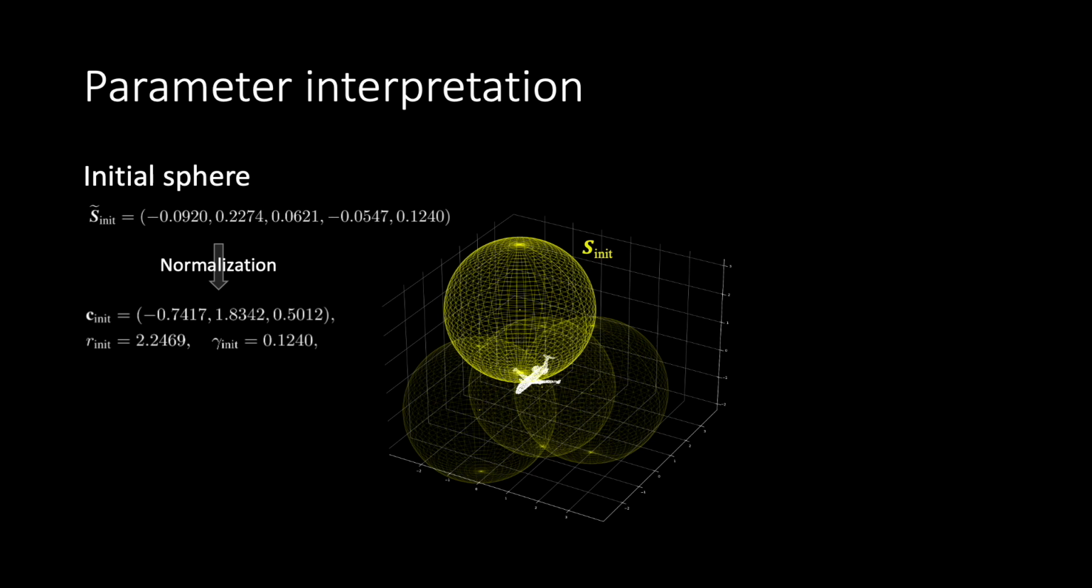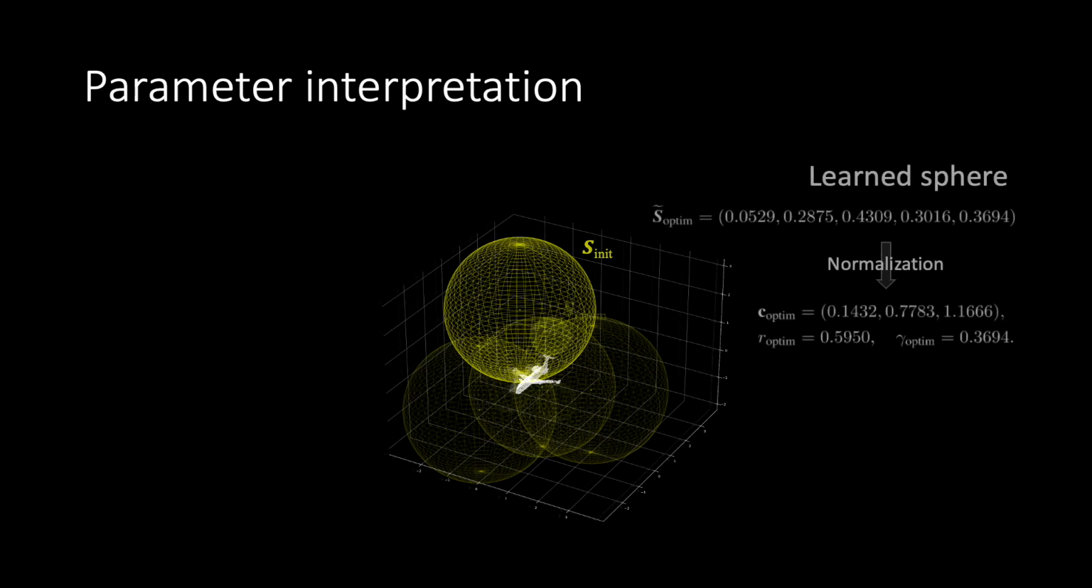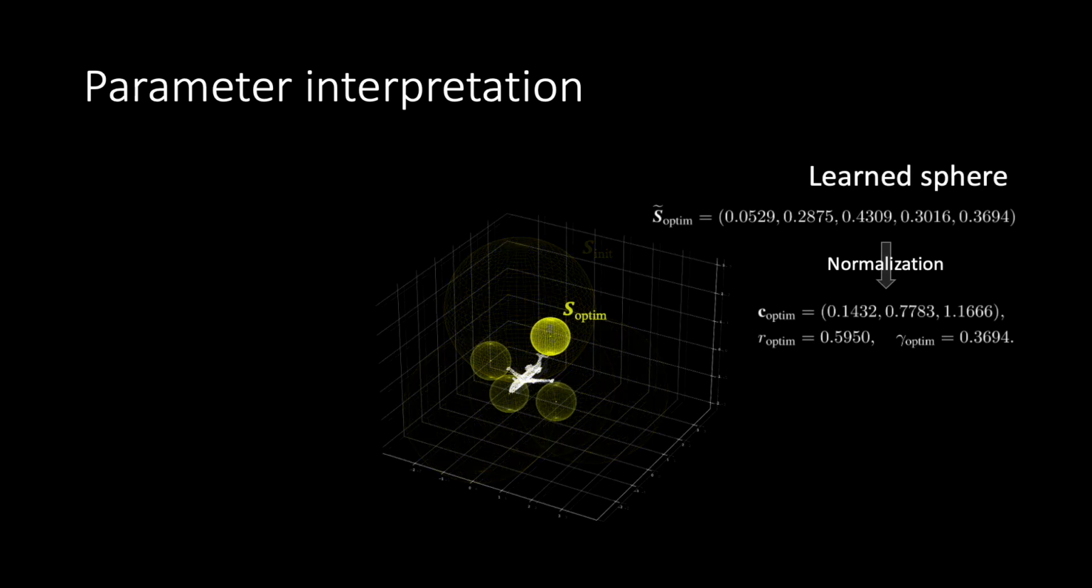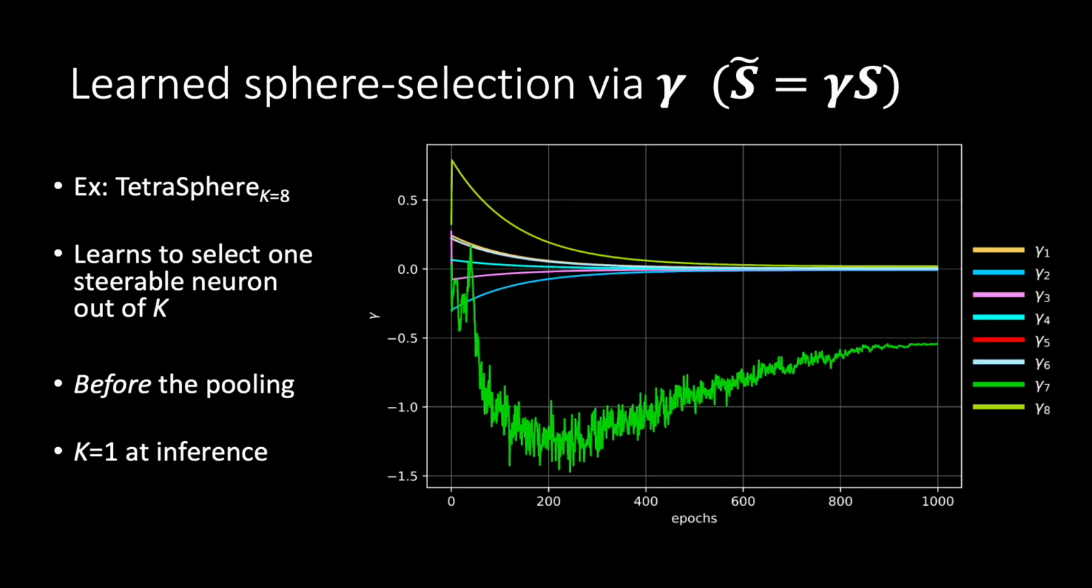We can easily interpret the key learnable parameters of TetraSphere. They are literally spheres. Here we illustrate how they change after training the model end-to-end. As we can see from the figure, TetraSphere learns all but one gamma parameter of the spherical decision surface defining the steerable neuron to be close to 0, effectively always selecting one steerable neuron out of k.